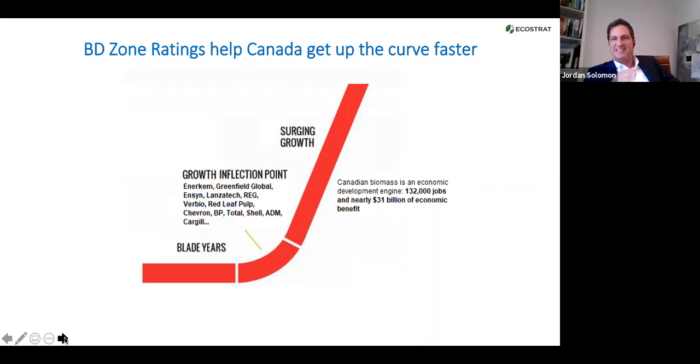And we've got to make it easy for them to locate in places where they're most likely to succeed. So biomass is a job creation engine, 132,000 jobs, arguably up to $31 billion of economic benefits to this country. But we can't get there if we don't set ourselves up for success. And the BD Zone program helps do that. And it does it by helping ensure that Canada is the most competitive place in the world for clean bio-based technology. So look, that's really the overview of the program.